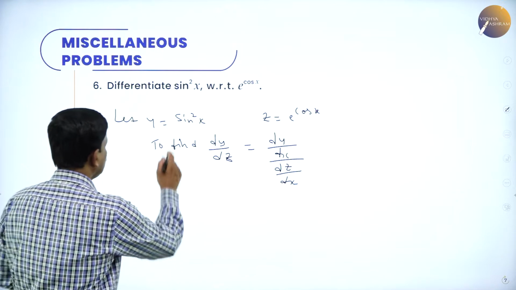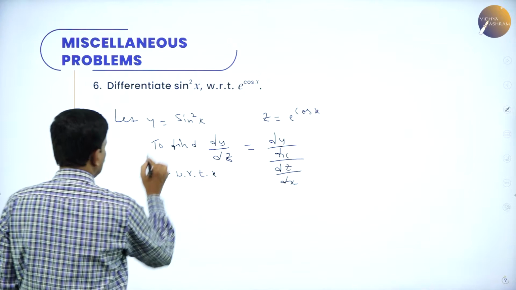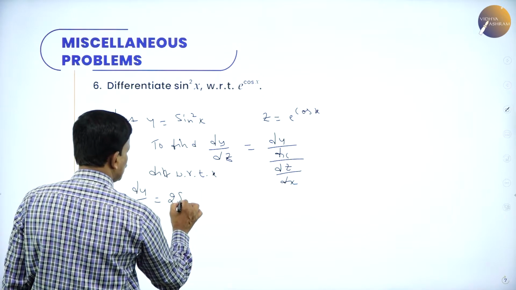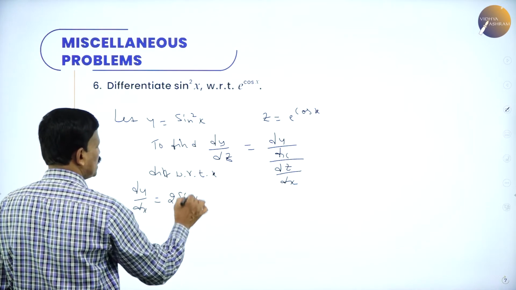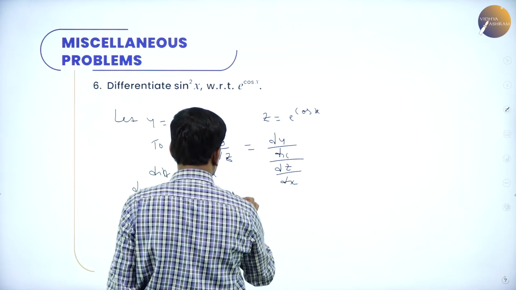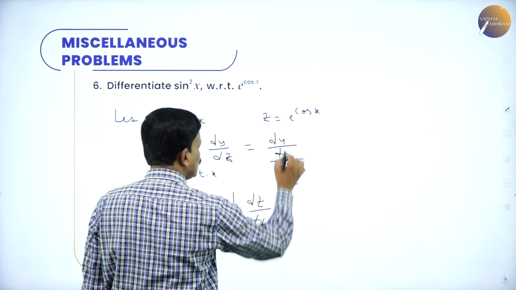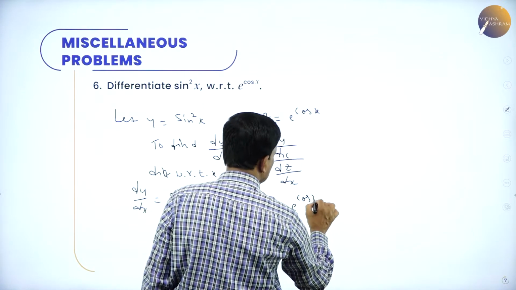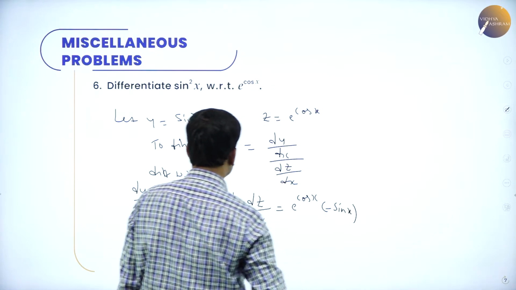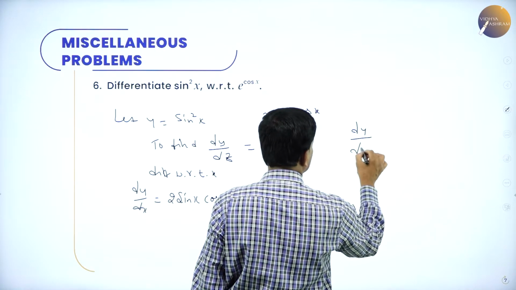Now differentiating with respect to x, dy by dx is equal to f of x to the power of n is n f of x to the power of n minus 1, so 2 sin x into differentiation of sin x is cos x. That's it. Come to this, differentiating with respect to x, dz by dx is equal to d by dx of e to the power of cos x is e power cos x into differentiation of cos x is minus sin x.